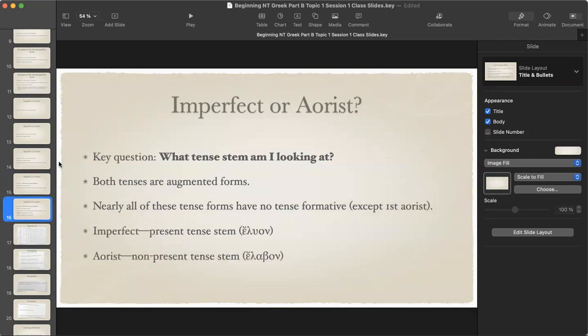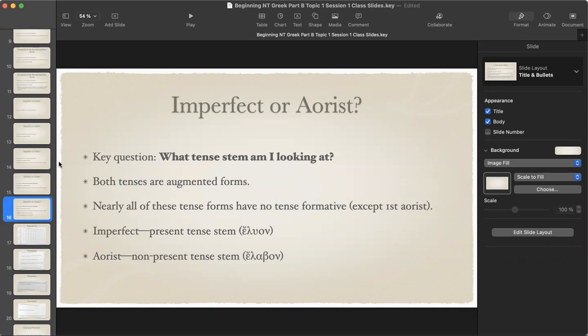And now let's look at some examples. So this imperfect form, present tense stem, lu from luo, and the aorist form here is a different verb, elabon, coming from lambano. And so if we ask these questions, if we didn't know what these forms were, what tense stem am I looking at? I see eluon. I recognize the augment. I recognize the endings. I'm looking at lu.